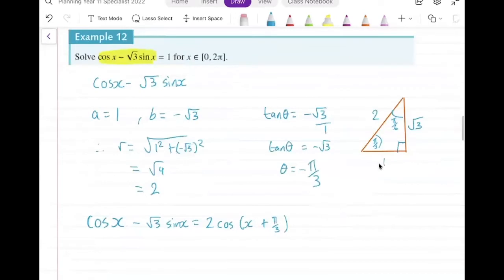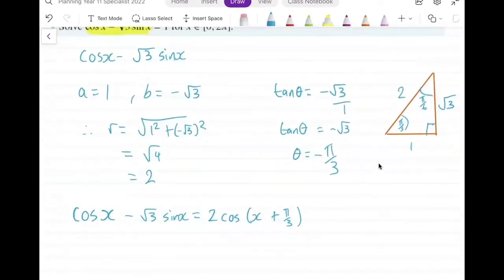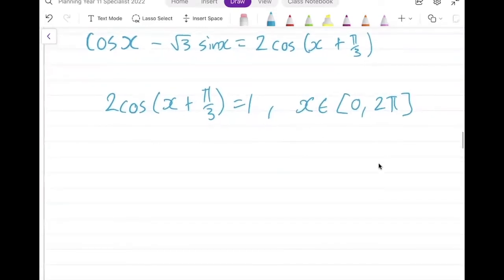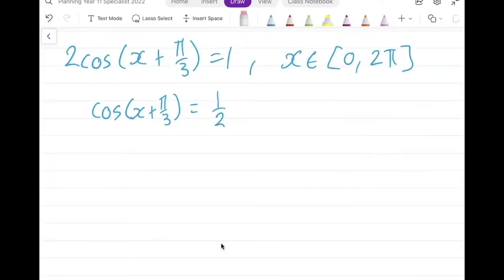Now let's solve the back half of that question, which is to let this equal 1. So that's going to give 2 cos brackets x plus pi on 3 is equal to 1 over the domain of 0 to 2 pi. If I divide both sides by 2, I've got cos x plus pi on 3 is equal to 1/2. This is going to feel really similar to some of the questions we've already done where we're solving for some kind of cosine function. So I'm going to let x plus pi on 3 be my angle.